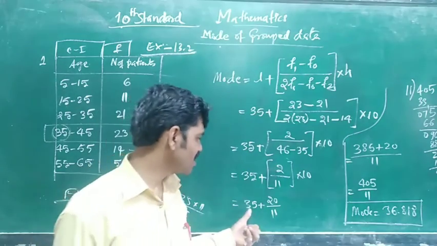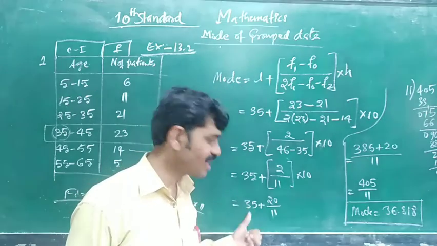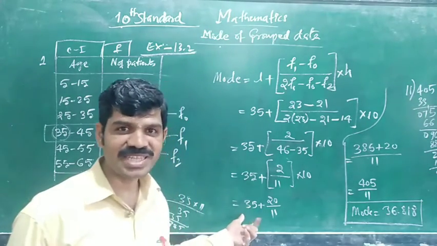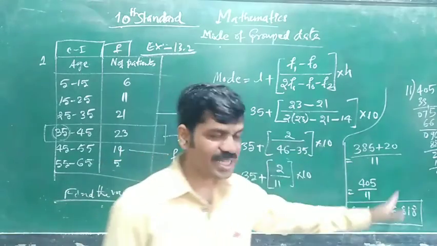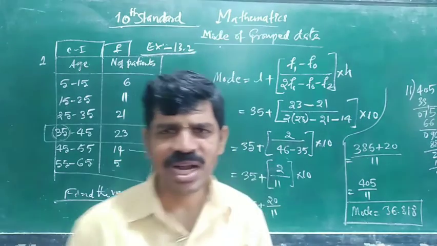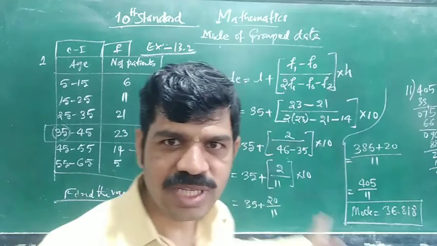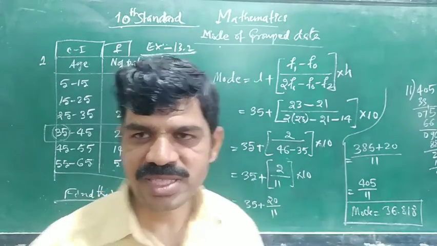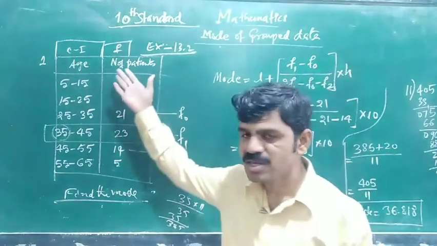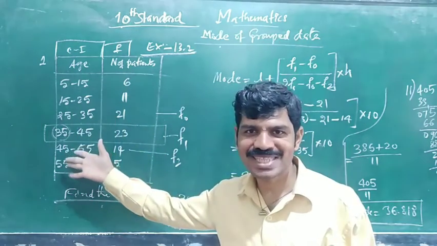You must understand how to take the LCM. This is 11, this is 11 into 35 by 11, equalizing the denominator. This is a simple one. At this stage you should learn how to take LCM. That's all, that is not my part. You have to remember this, and my part is to inform you about the mode.